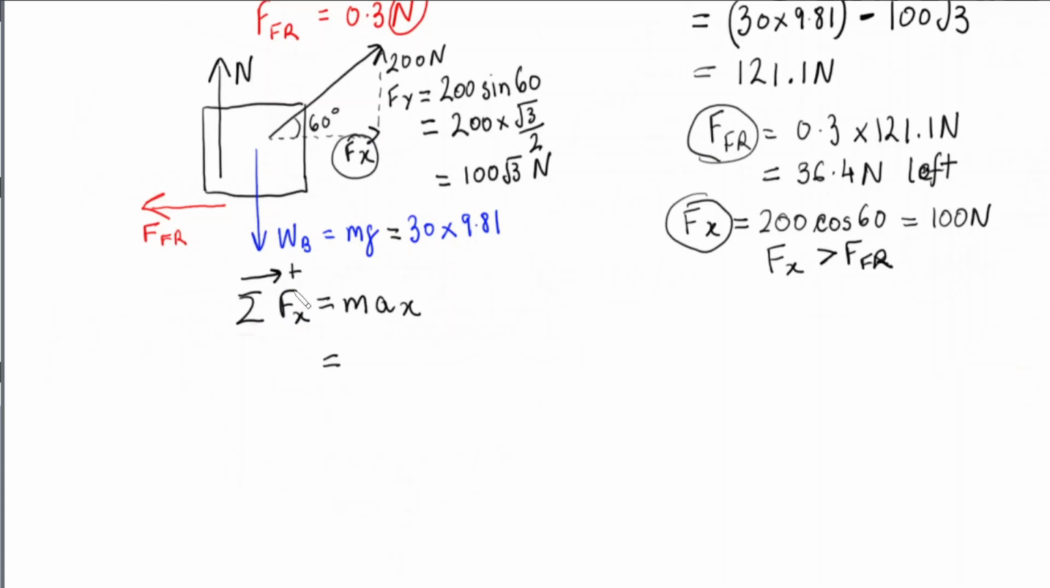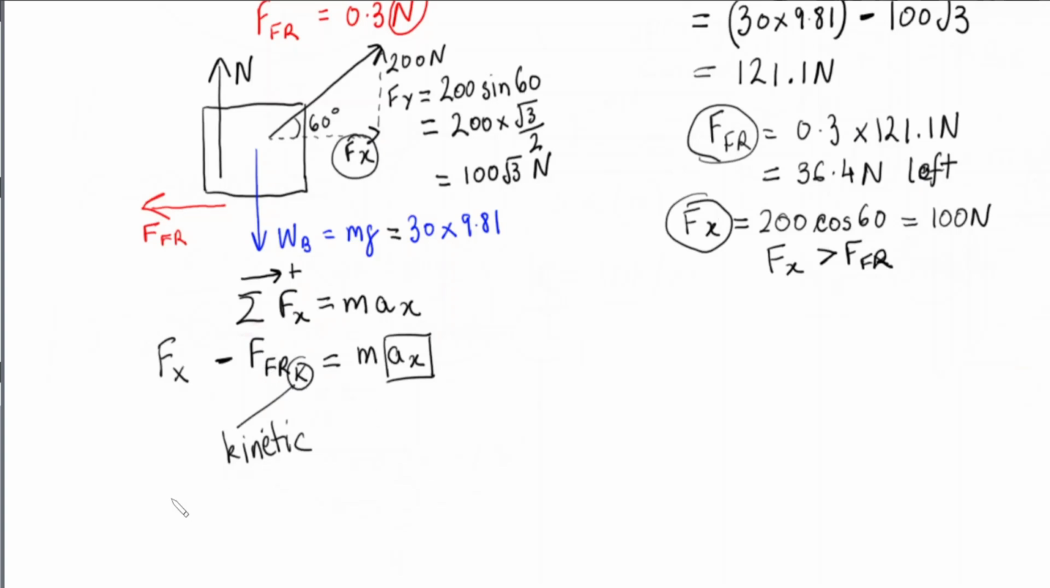And I can write that down in the equation as Fx, because it's positive, minus Fr, but we'll put another k there to signify kinetic friction is at work here. And that'll be equal to the mass times the acceleration in the x direction. And this is what we're actually trying to find.